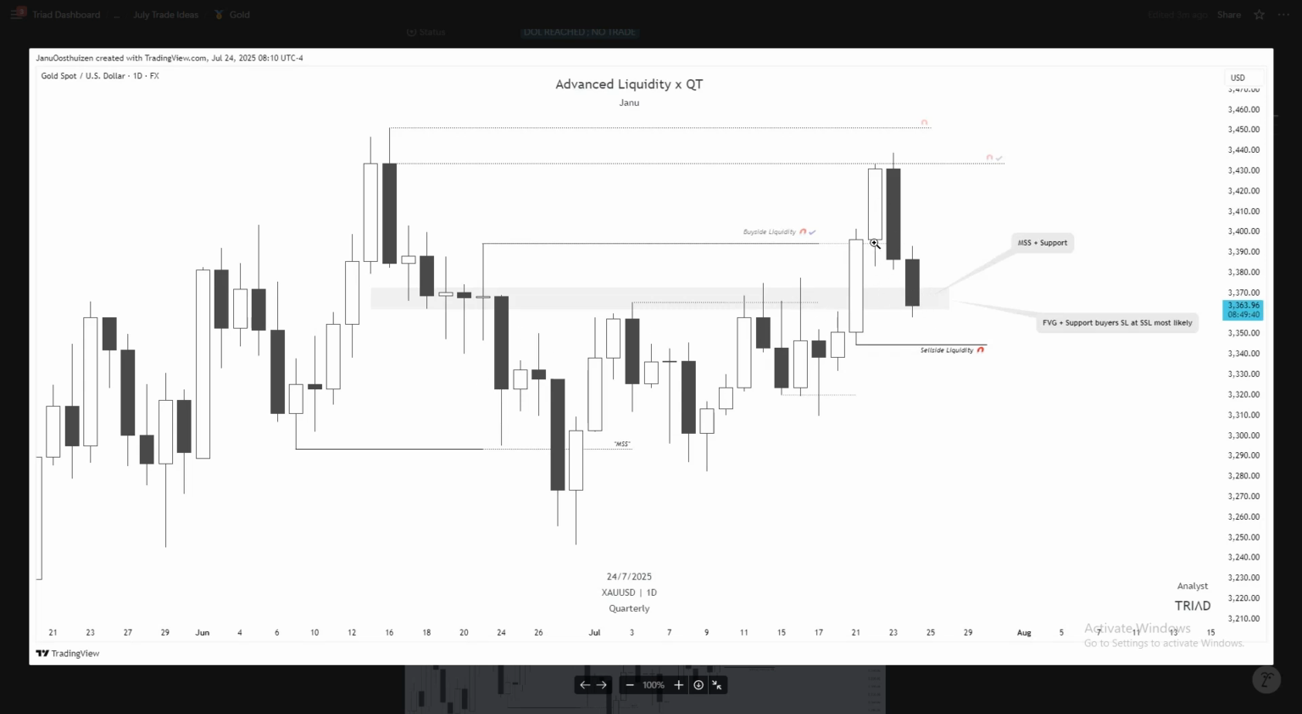So we're saying we have a bullish market structure shift coming down onto support, and I said that with a fair value gap plus support, buyers' stop losses are most likely resting at sell side liquidity at this area. So they are buying as we come in here. It looks like a market maker buy model. So there's more confluence for people to hop into buys. So that is why I was short.